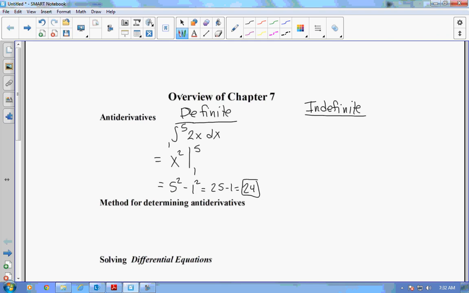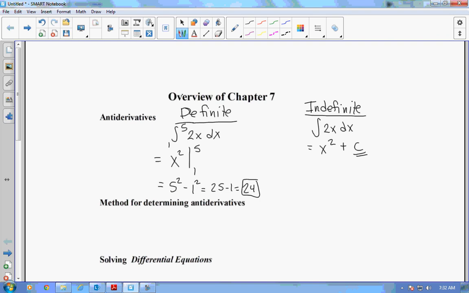Okay, but indefinite has no limits. We're just integrating 2x dx. So we do it the same way. The antiderivative is x squared, but we don't have the limits from 1 to 5. Now, when we're integrating an indefinite, there's always a plus c. Remember we've talked about that plus c before? Plus some constant.